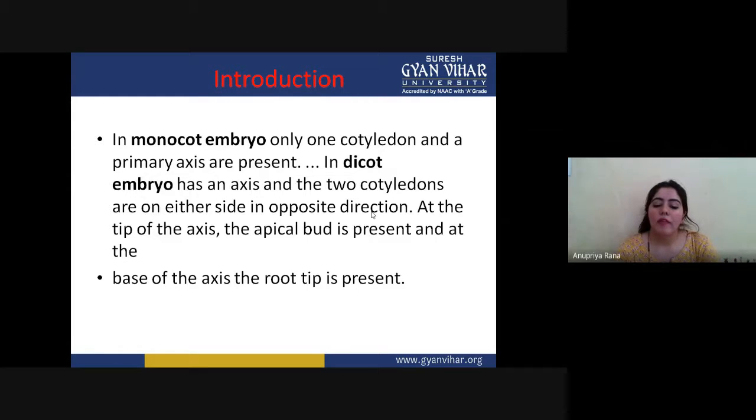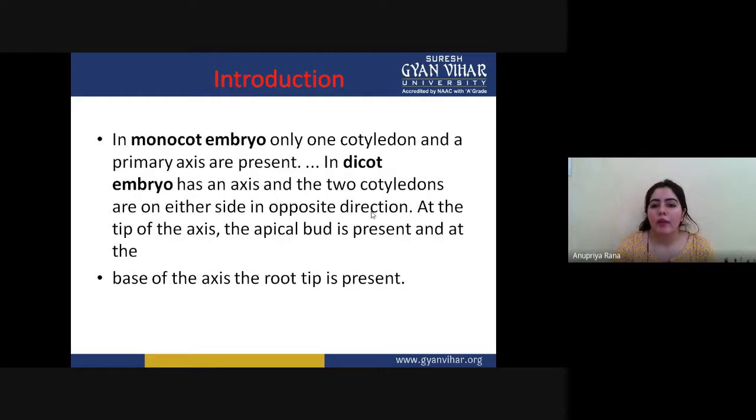But if it has two cotyledons inside it, or you can say two parts where the food will be stored, around the axis, then it is known as the dicotyledon embryo. So this is a very simple difference between monocot and dicot: monocot with one cotyledon, and dicot with two cotyledons. Here you can see the cotyledons have an axis by which they are present inside the seed.